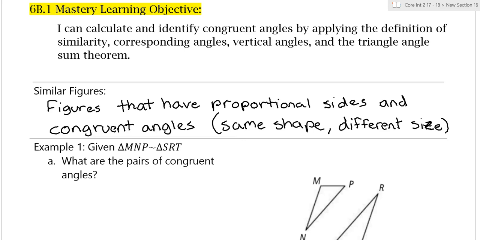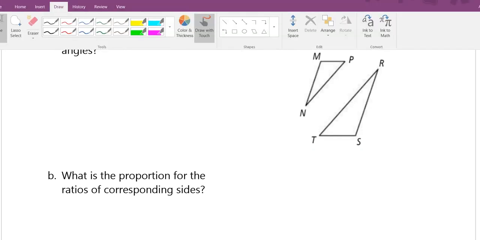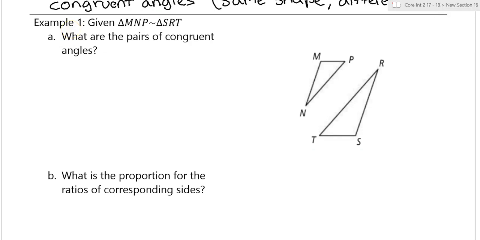So, for instance, look at these, example 1. These two triangles are similar, right? And that's what this means. Given triangle MNP is similar to triangle SRT. This little squiggle mark means similar. We're going to see that a lot.